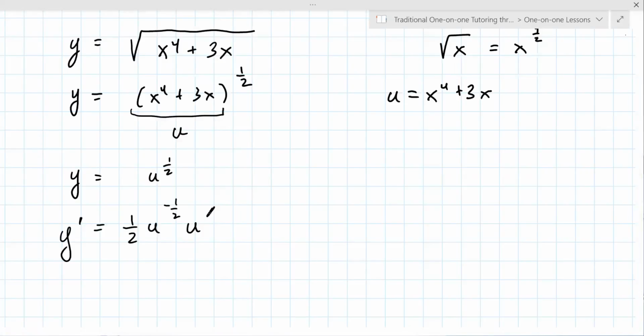Wait, from where did you get y equals u to the half again? Well, u is this. The square root is the 1/2 power. So you just move them together. So it's always going to be a 1/2? When it's a square root, yes.